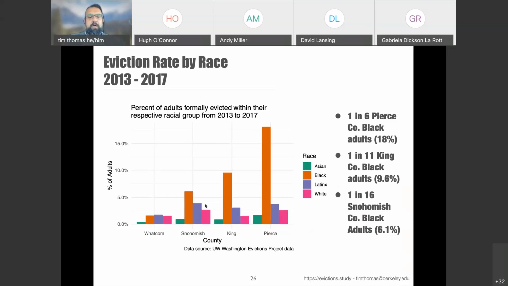As you can see, all the other groups are much, much lower. Latinx households had the highest in Snohomish, which is just north of King County, at about 4% or so of the Latinx population, excuse me.